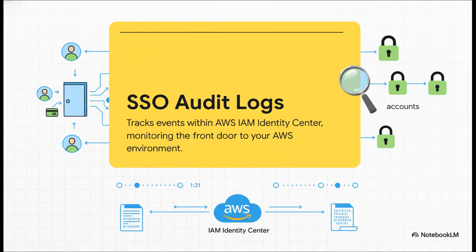And finally, we have to monitor the front door itself. Identity events don't just start inside an account, they start at login. That's where your SSO audit logs come in. The best way to think about these logs from AWS IAM Identity Center is like the entry card swipe logs for your entire building. They tell you who tried to get in and what access they were ultimately given.